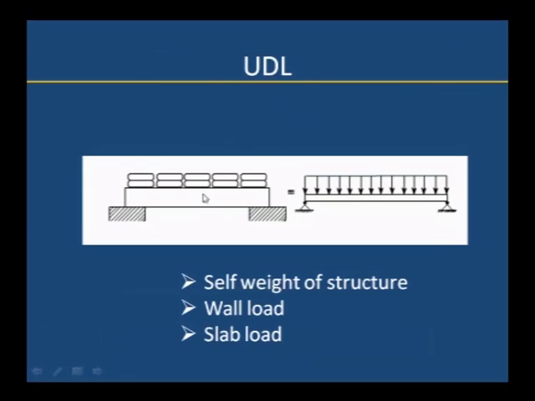We can see our examples of uniformly distributed load. If it is loaded uniformly like this, with some cement bags or load applied, or even the self weight of the structure. The weight of a concrete slab is a uniformly distributed load. Or if a wall is constructed on the beam, that is also a uniformly distributed load.